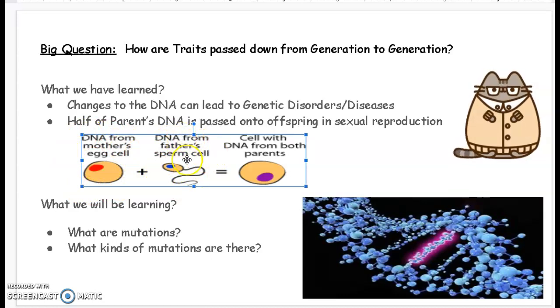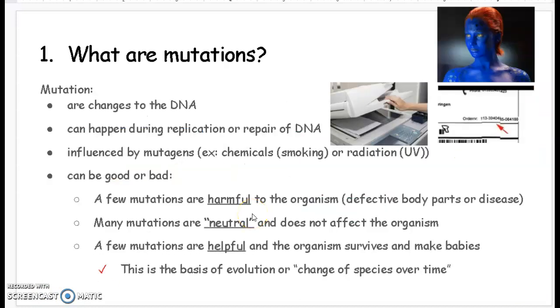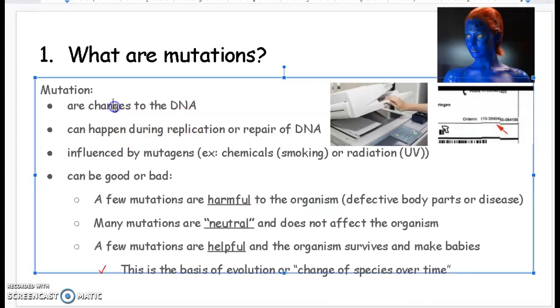It is only when these two sex cells combine that the offspring will have a complete set of instructions in order for the cell to become a new functioning individual. And so today, the lesson of the day is mutations. So what are mutations? Mutations are changes to the DNA. And so some of you might wonder, how do these changes occur?